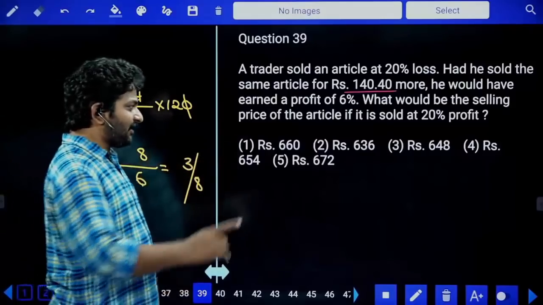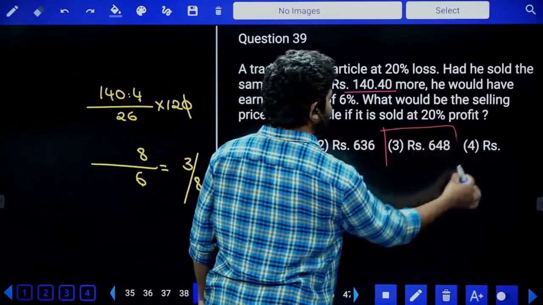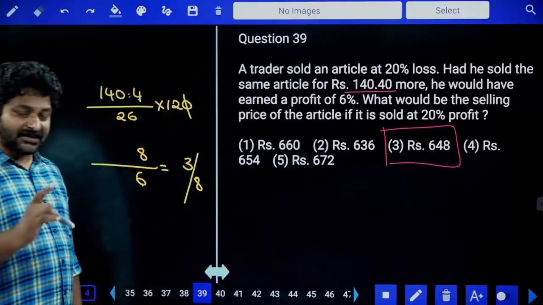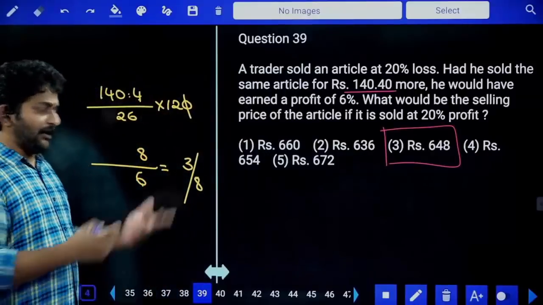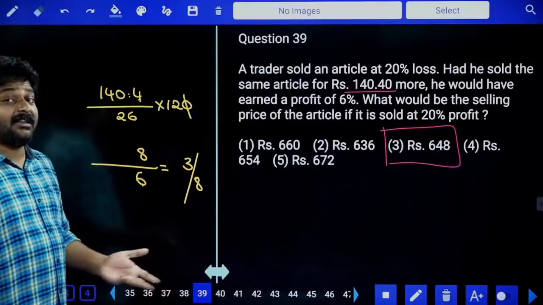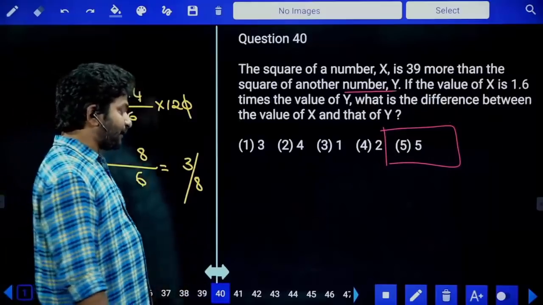Answer must end with either 3 or 8. There is only one option. Third option, final answer. First thing we verified the multiplication rule. Multiple options are there, hence now we are verifying the last digit.